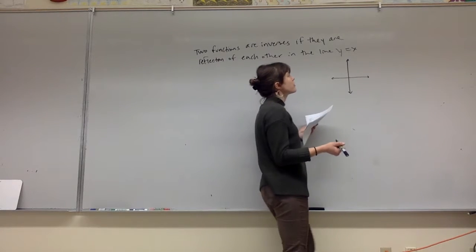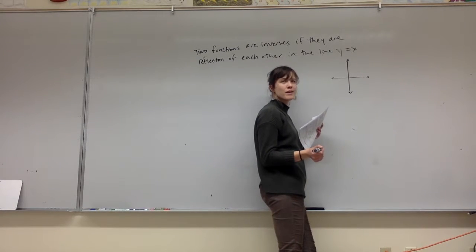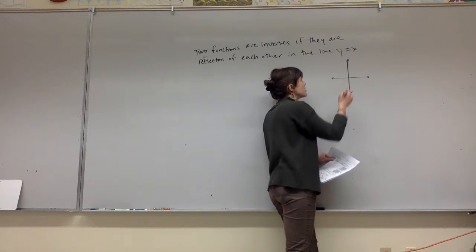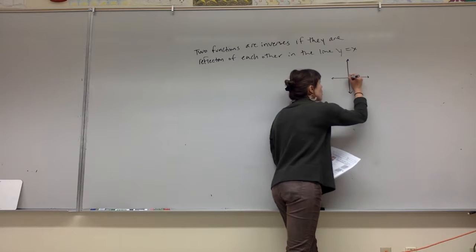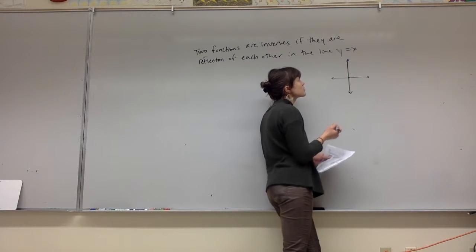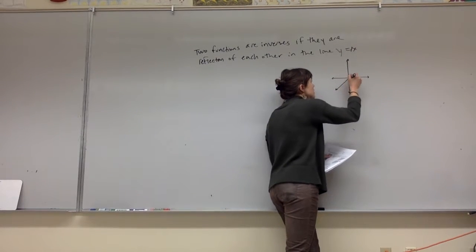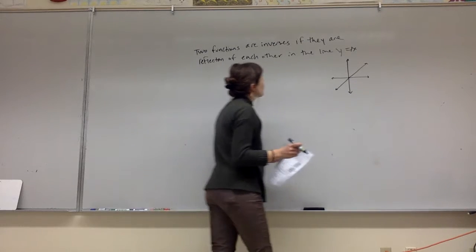Well, what do I do to find my y intercept? I plug in what for x? 0. So what would y be? 2. So it's just the x line. Yeah, so the origin is my x and y intercept, and then what's my slope here? 1. So this is my line y equals x.